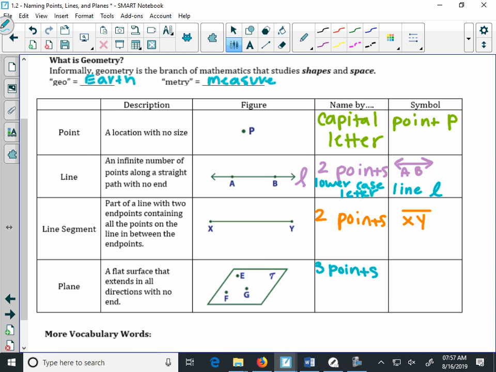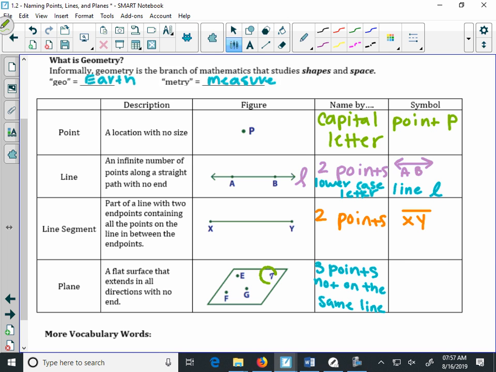These 3 points cannot be on the same line. So 3 points not on the same line. They have to be inside the plane. They just can't be on the same line. You can also name a plane.